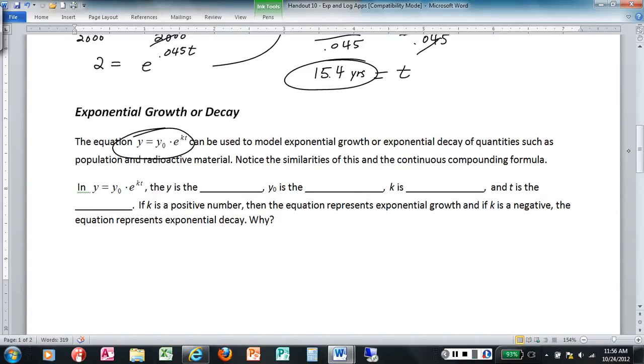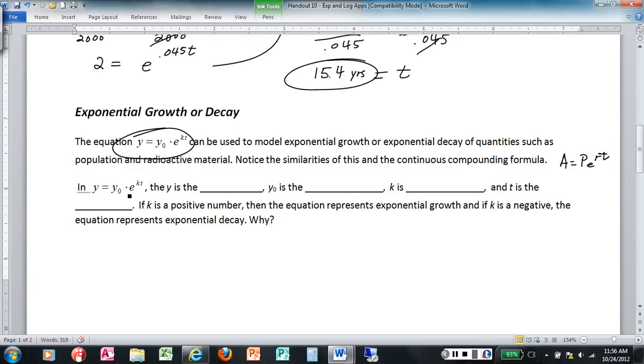Now, first of all, notice the similarities between this and the continuous compounding formula I'm referring to, A equals P e to the rt. Very similar. I'm just using y instead of A, y0 instead of P, e to the kt instead of e to the rt. So let's just note here what the things mean.